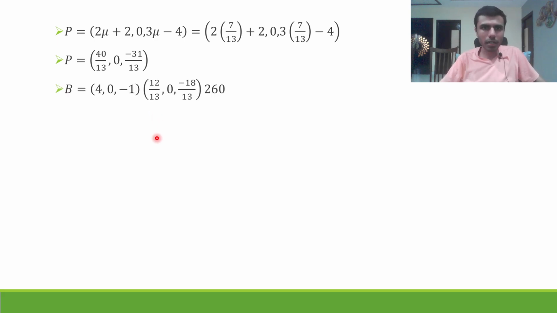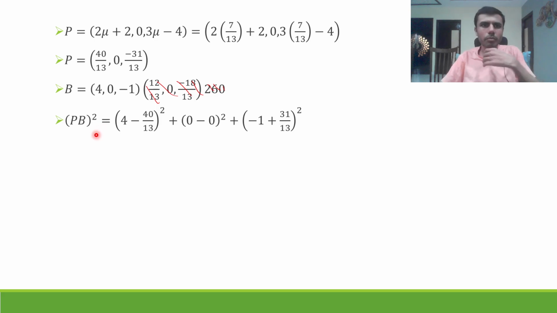Now what they're asking is PB square. This is P and this is B. Okay, fine. Now PB square is what? 4 minus 4. PB square, distance, you know, right? Distance square will be x2 minus x1 whole square plus y2 minus y1 whole square plus z2 minus z1 whole square. So 4 minus 40 by 13 square plus 0 minus 0 square plus minus 1 minus of minus 31 by 13 is plus 31 by 13.